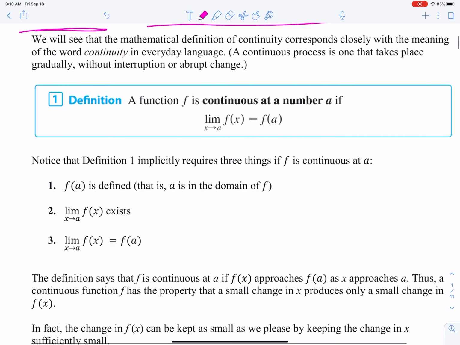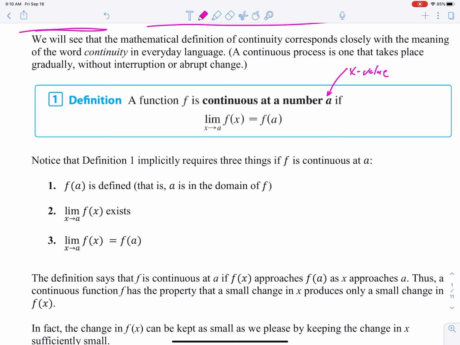Okay, so definition, here we go. A function is continuous at a number a. So remember, a is again an x value. Make sure you know that. So a function f is continuous at a number a if the limit as x approaches a of the function equals f of a. Okay, so as long as the function value at a equals the limit as x approaches a, then we've got continuity.